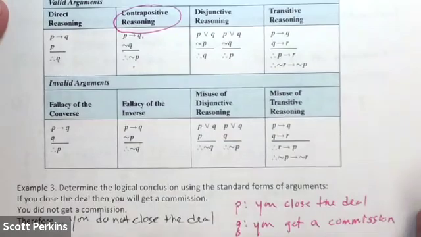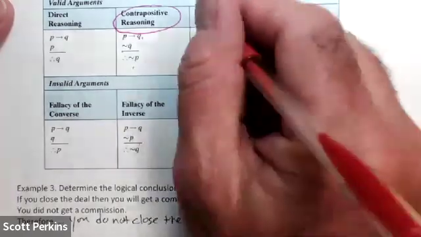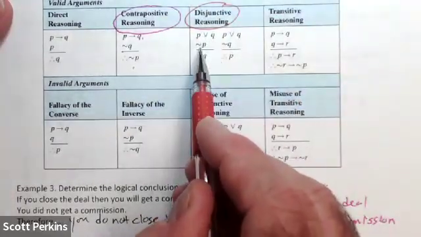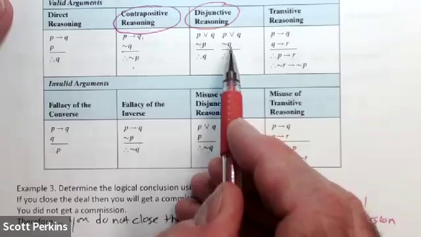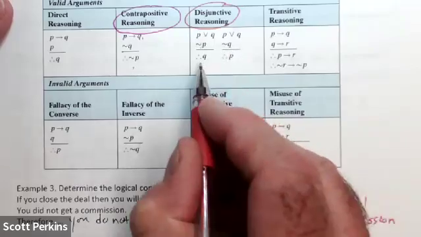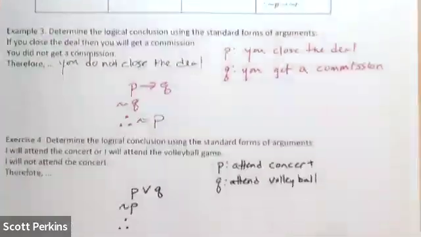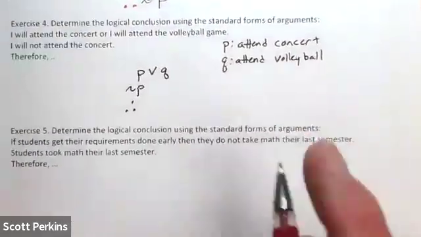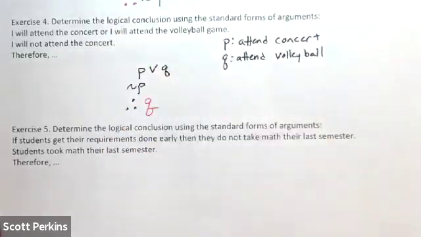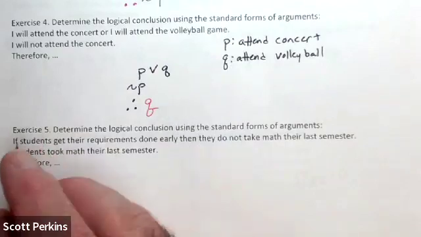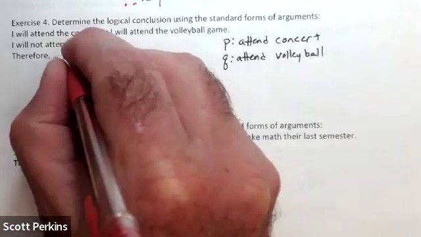That is a mouthful, right? Disjunctive reasoning. Try to spell that 3 times fast. Yes, it's this one right here. We've got P or Q and then squiggly P, or you can see it works with squiggly Q either. And then the conclusion here is just the statement Q. So I'm going to go back down here and I'm going to say, okay, that means that my conclusion according to the table is Q. And now I'm going to write that out. Therefore, Q. Therefore, I will attend the volleyball game.